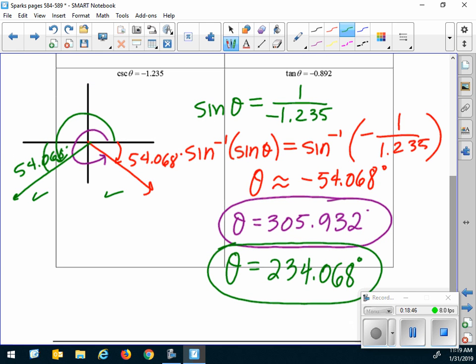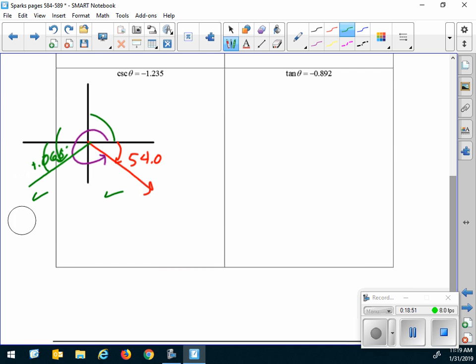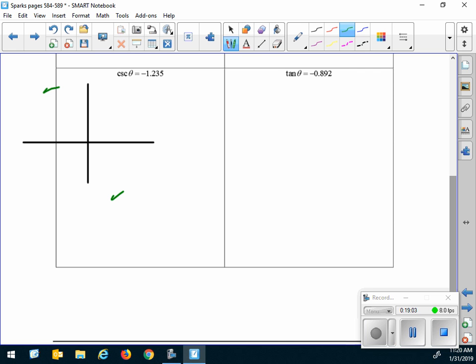Tangent. All right, here we go. Tangent is negative. What quadrants have a negative tangent? 2 and 4. I got to come up with an angle in quadrant 2 and an angle in quadrant 4. All right, then I can do that. How do I get theta? Tangent inverse. So we're going to do theta equals tangent inverse of, go to your calculator.